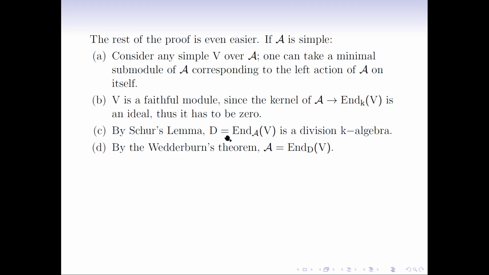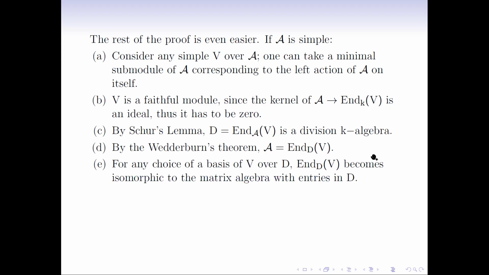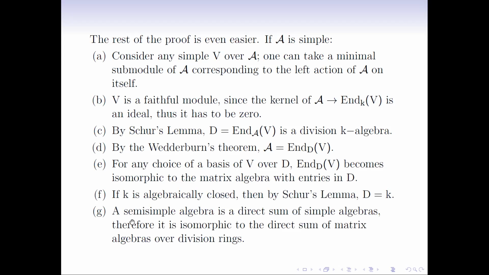By Schur's lemma, D, the commutant of V over A, is a division K-algebra. By the Wedderburn theorem, A coincides with endomorphisms over D of V, so the double commutant equals A. For any choice of a basis, we obtain a matrix, because whenever we choose a basis of V over D, then every operator corresponds to a matrix. It's usual in linear algebra. So we obtain a matrix algebra. If K is algebraically closed, then by Schur's lemma, D equals K. So there's only one possibility.